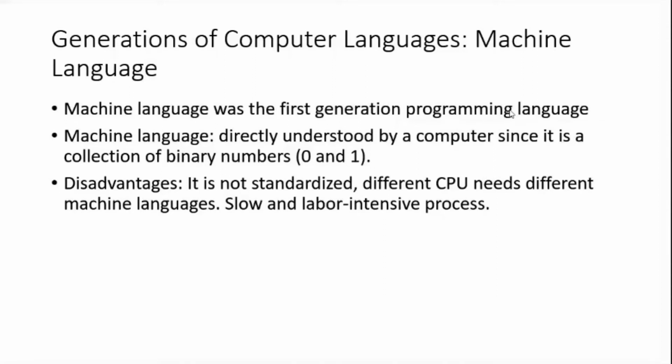We have already said that machine language is the first generation programming language, the language which is understood by a computer. It is a collection of zeros and ones. There is a disadvantage with machine language: it is not standardized. It is different for different CPUs. There are different types of CPUs, for example Intel CPUs, and even for Intel itself there are different types of CPUs available.